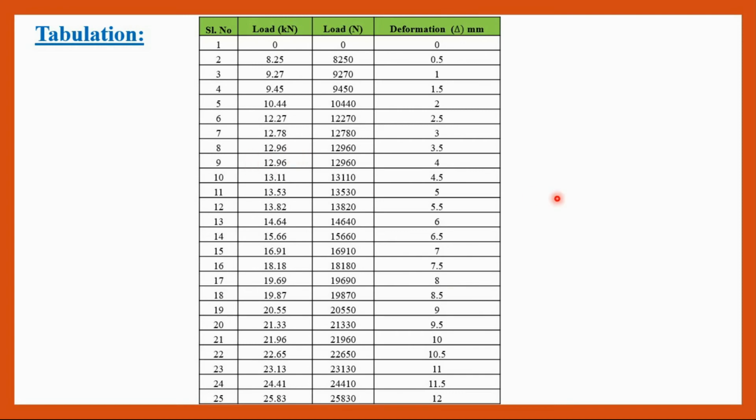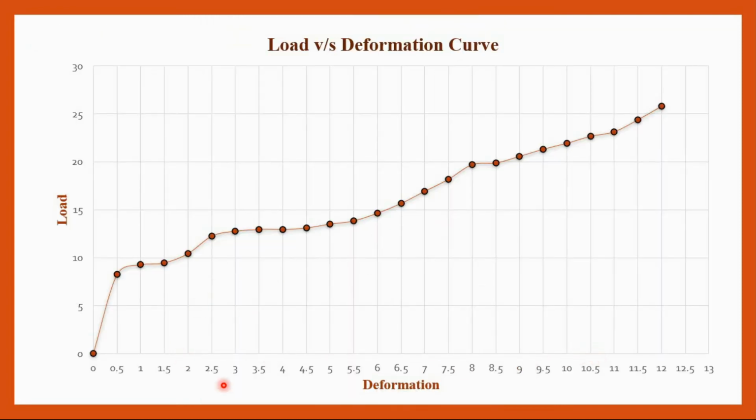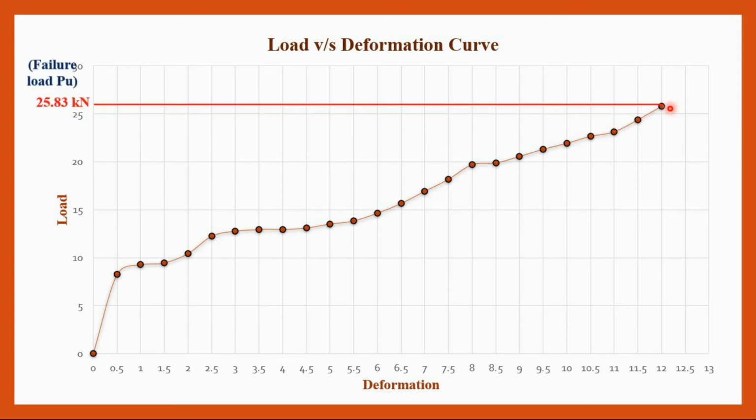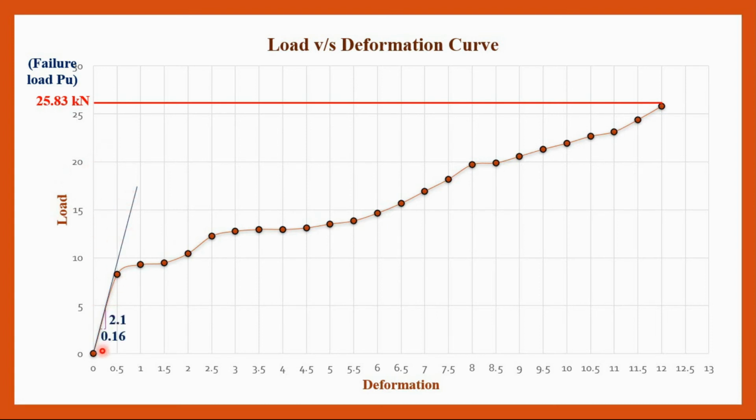Draw the graph. Along the x-axis it is deformation in terms of mm and load along the y-axis in kilonewton. The path of the curve will be like this. It reaches the maximum value. If I calculate that, the maximum value of the load, or failure load, we can call it 25.83 kilonewton. Then if I draw the initial tangent to calculate the slope, P is equal to 2.1 and delta is 0.16.